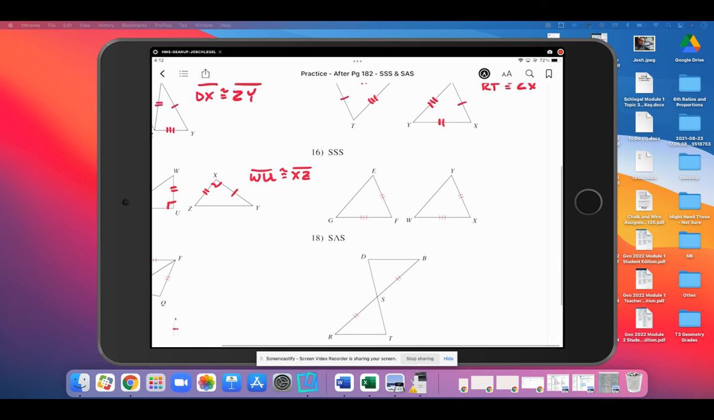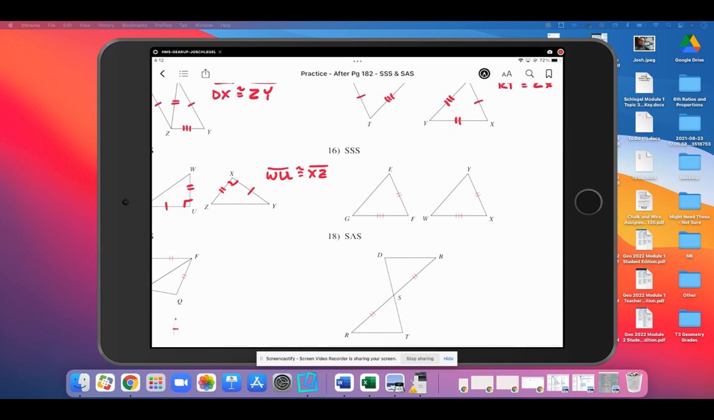Number 16, we're looking for side, side, side. We already have this side is congruent to this side. The base is congruent to the base. We would need that GE is congruent to WY.